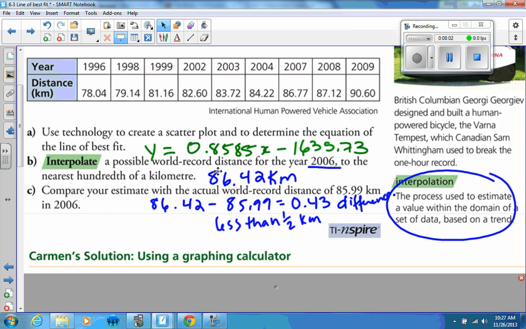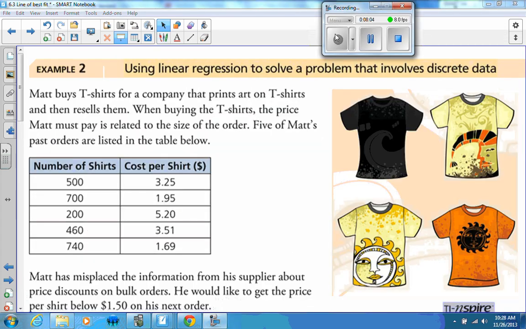Okay, let's look at example number 2 now. Okay, example number 2. So Matt buys t-shirts for a company that prints art on t-shirts and then resells them. When buying the t-shirts, the price Matt must pay is related to the size of the order. So it's like you buy more, you get a better deal, right? 5 of Matt's past orders are listed on the table below. So if he bought 500 shirts, he paid $3.25 per shirt, versus if he bought 740 shirts, he paid $1.69.